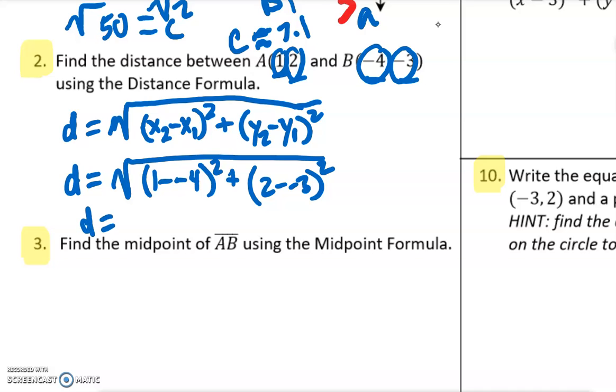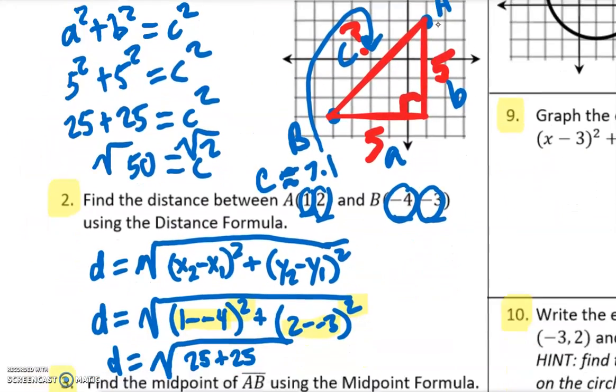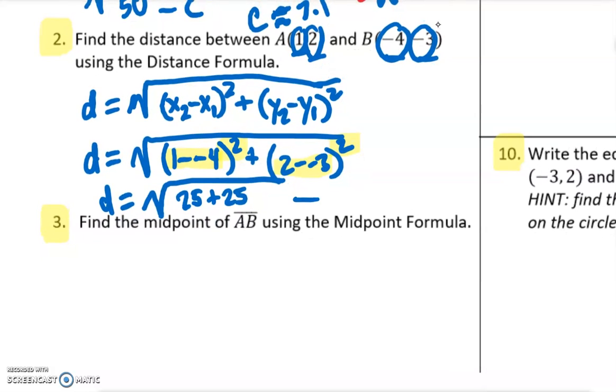So we say d for distance is equal to, we still have our square root. We're going to do that last. So 1 minus negative 4 is 5, right? 5 squared is 25, so that's 25. 2 minus negative 3, that's also 5, squared is 25. So notice how we have 25 plus 25. So that should look pretty familiar from that last problem that we did, right? So that means that that's 50. So the distance is the square root of 50, which is, as we know, about 7.1.